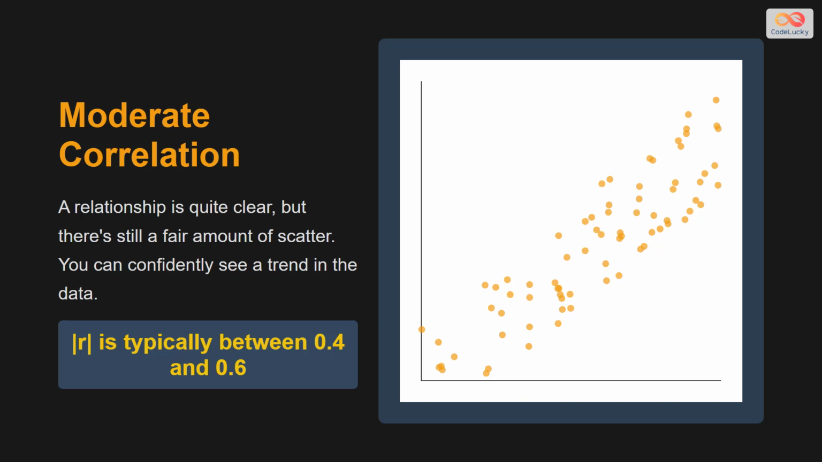Next is moderate correlation. Here, the absolute value of R is usually somewhere between 0.4 and 0.6. The relationship between the variables is much clearer, and you can see a definite trend, even though there is still a bit of scatter in the data.